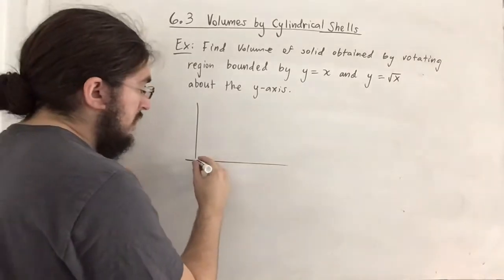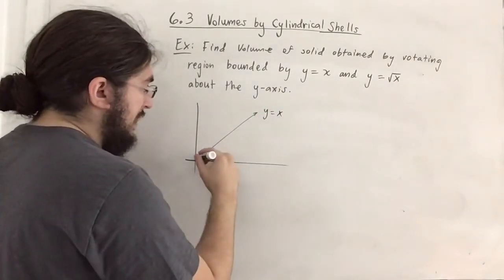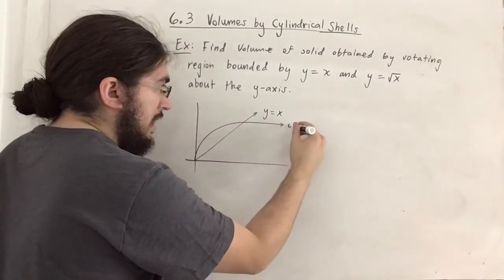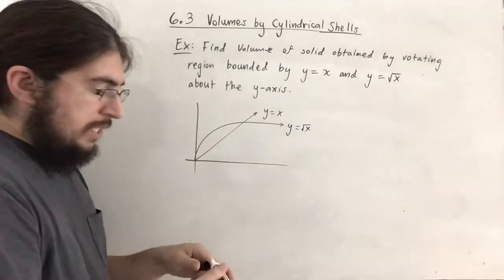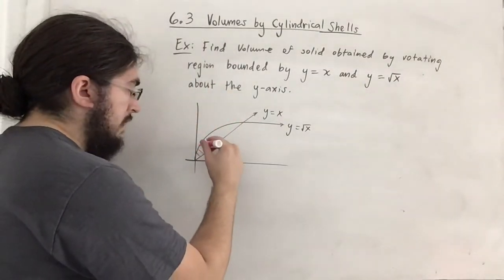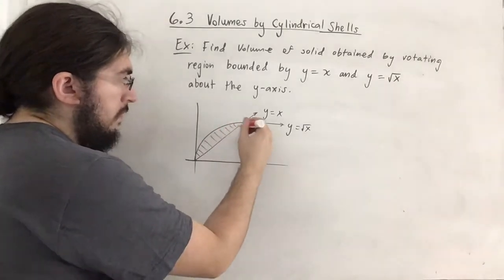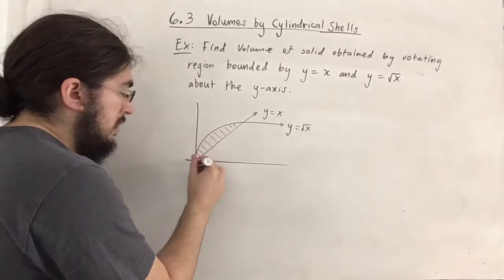Now y equals x, of course, is this diagonal line like this. Y equals radical x looks something like that. So we know radical x is on top in the region that we're looking at, which is, of course, this region here, which I'll shade slightly. Okay. Now, of course, where they intersect is at 0 and 1.